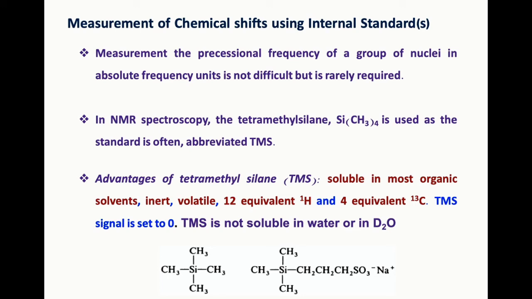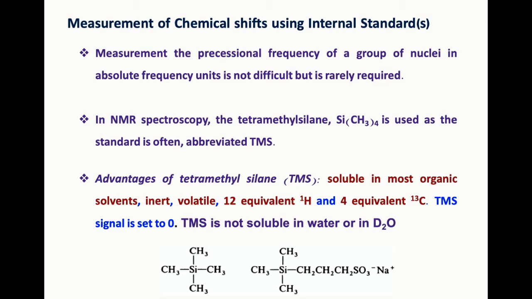This is really advantageous. Another reason for using TMS as an internal standard is that it will not react with most organic compounds. Chemically it is basically inert, which is really useful while doing the experiment. Another reason is that it is volatile. That means its boiling point is very low, and you can easily evaporate it after the measurement and then extract your compound easily. Another reason is that TMS has 4 methyl groups, and each methyl group has 3 protons.